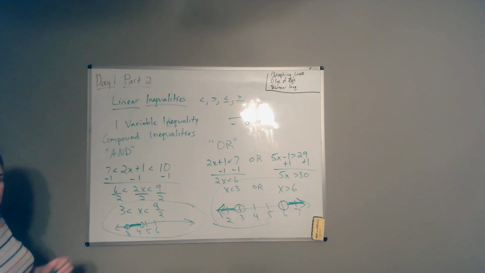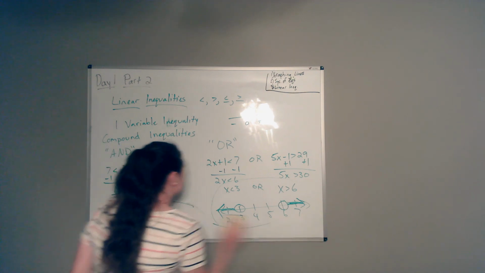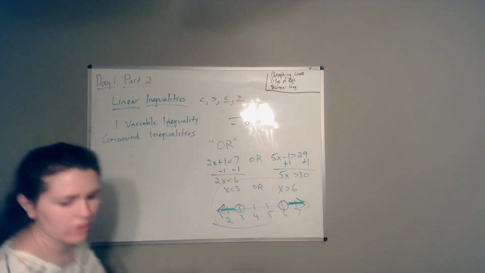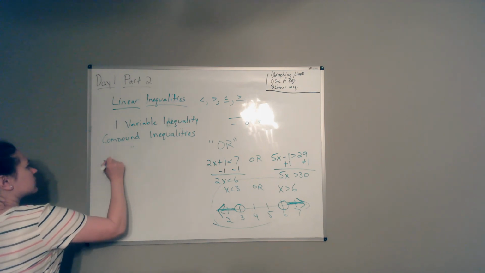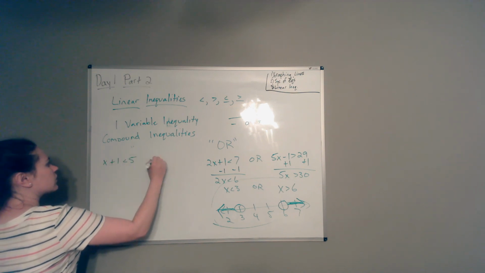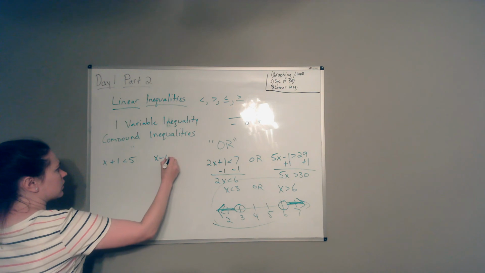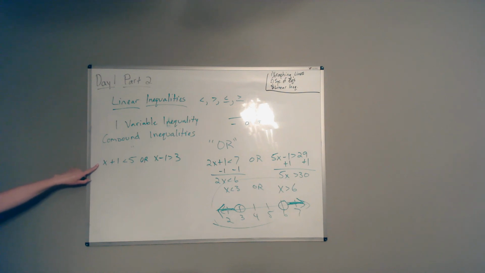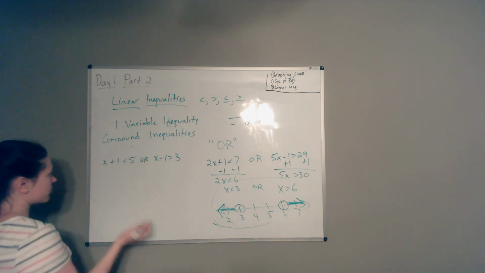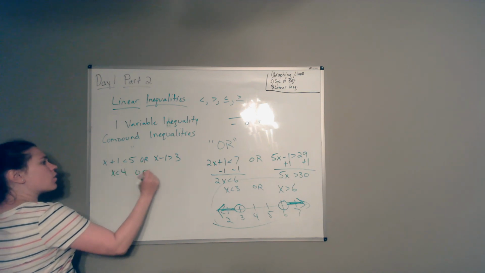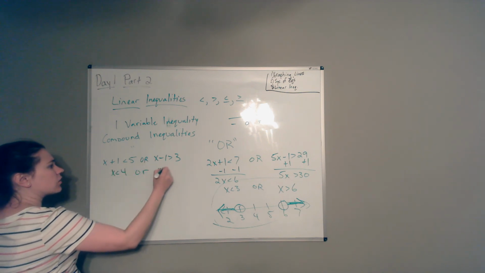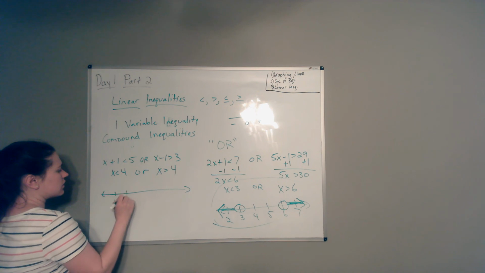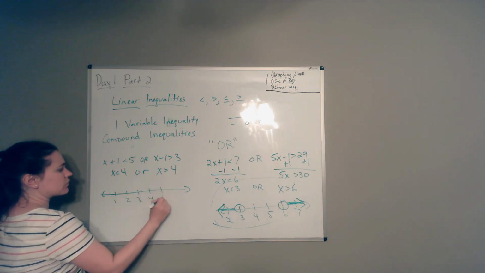I'm going to go over one more of these, and then that is it. I'm going to give you another "or," and it's going to look like this. x + 1 is less than 5, or x - 1 is greater than 3. So that's going to be x is less than 4, or x is greater than 4. If I was to sketch this, here's 1, 2, 3, 4, 5, 6.